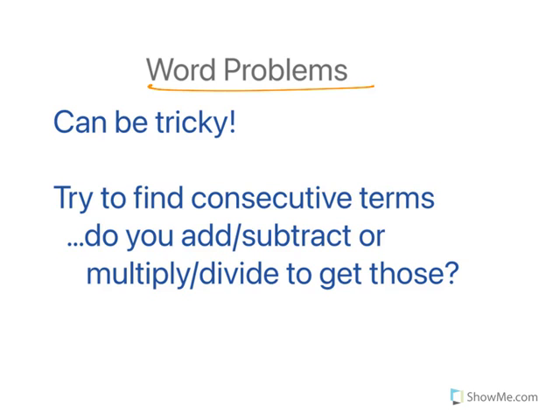So for word problems, we all know that word problems can be tricky. They offer some information, some that may or may not be useful. So the key, if you're trying to differentiate between a linear and an exponential model, it could be helpful to try to find consecutive terms. Use the data given to write some terms in order and then do an analysis. Do I add or subtract to get those, or am I multiplying or dividing? Because if you can answer that question, that will tell you, are you linear or are you exponential?